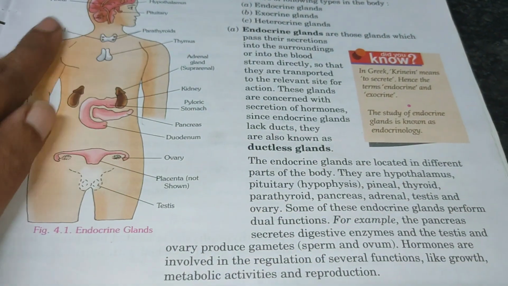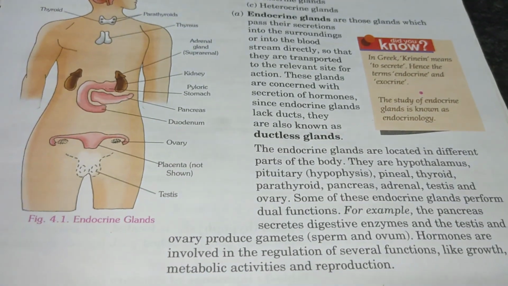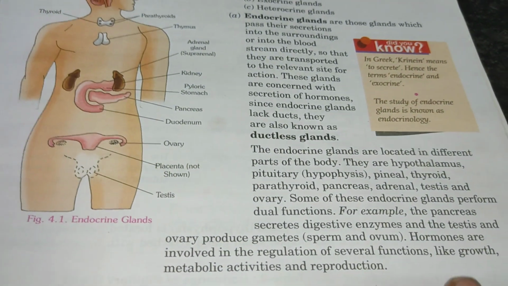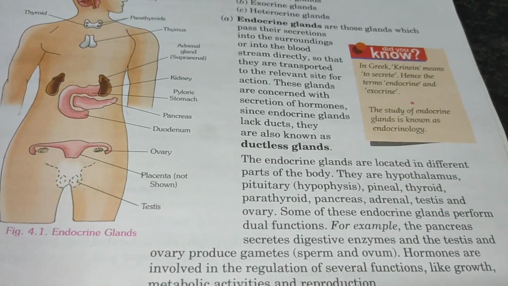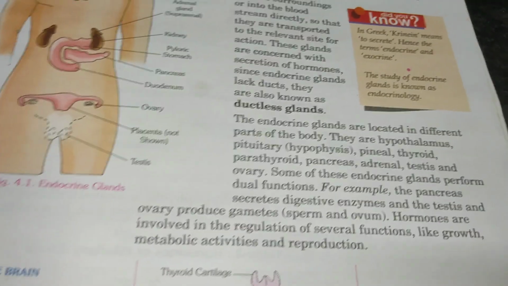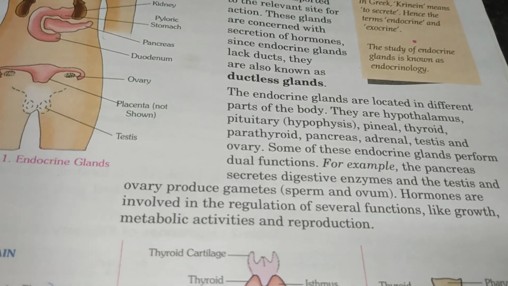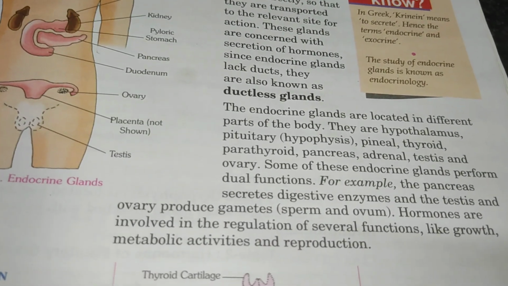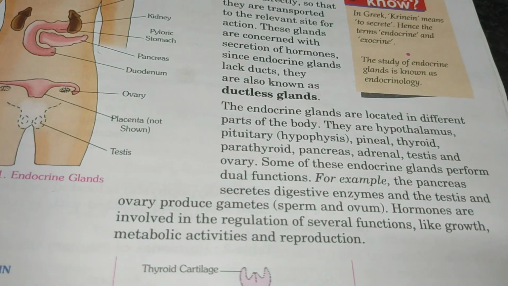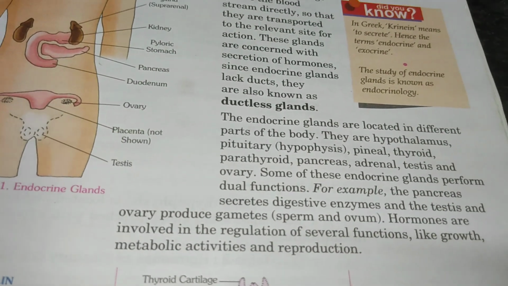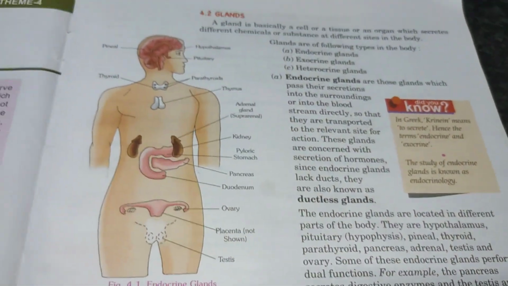So many glands are there, and they don't have ducts, so they are ductless glands. For example, the pancreas will secrete digestive enzymes, and the testes and ovary will produce gametes, male and female gametes. And hormones are also involved in the regulation of several functions like growth, metabolic activities, and reproduction.